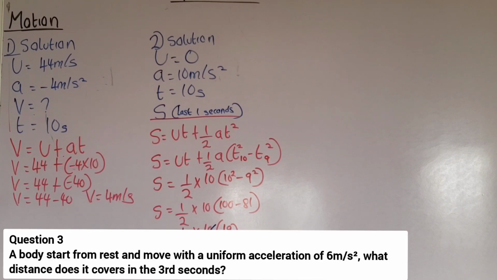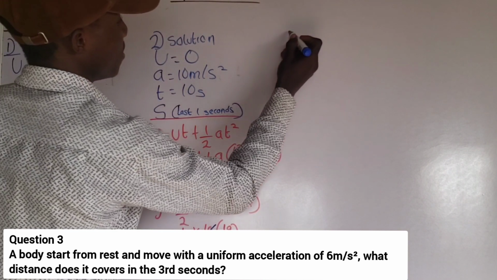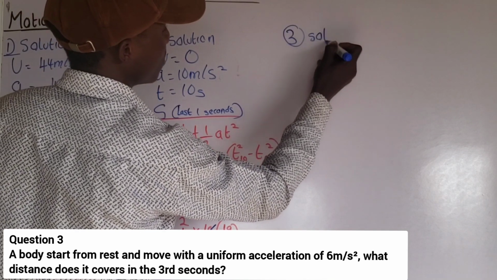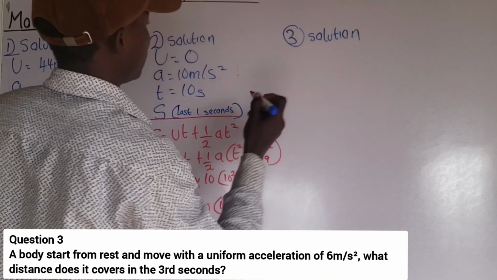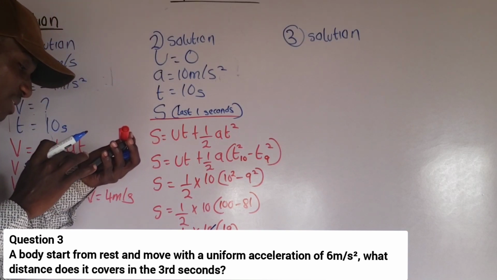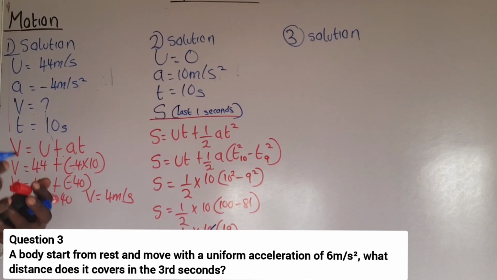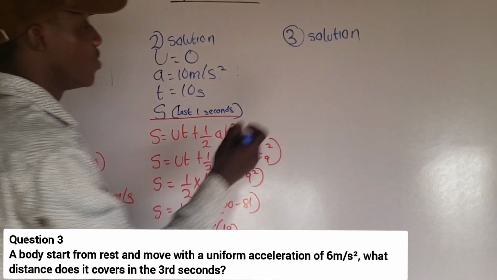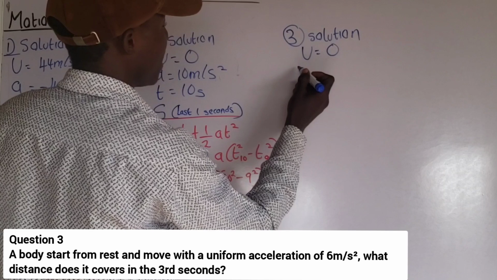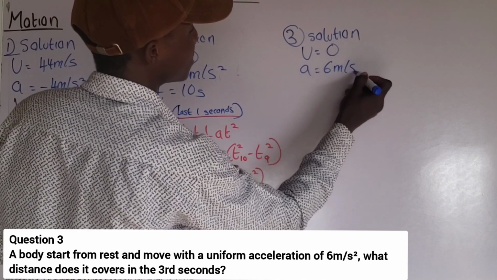A body starts from rest and moves with uniform acceleration of 6 meters per second squared. What distance does it cover in the third second? That's question 3. Please pay attention. Since the body starts from rest, that means that u is equal to 0, and a equals 6 meters per second squared.